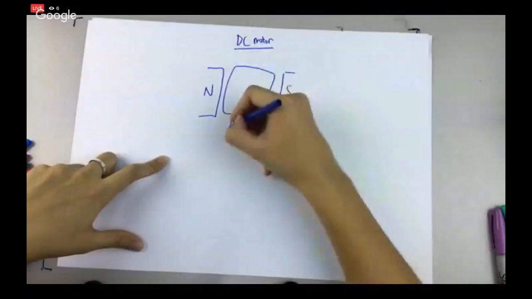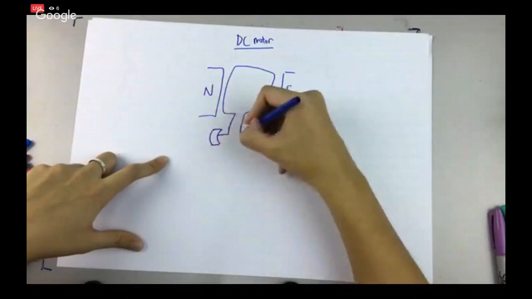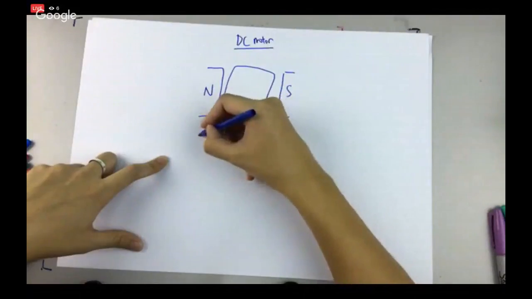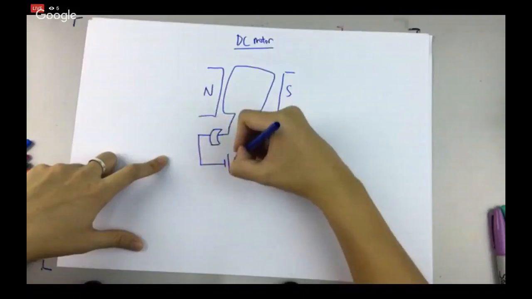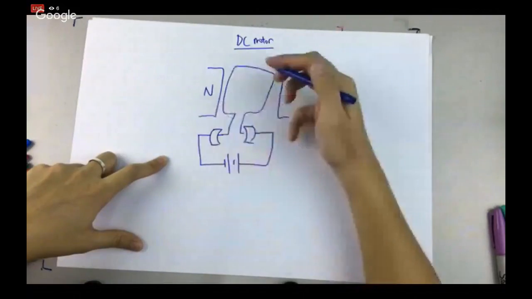Okay, so here is positive, here is negative. So always remember, DC motor is direct current. So direct current means the battery there. Okay, direct current, positive will be giving out the current. So the current goes here, goes in, and then comes out, and goes back to the negative.